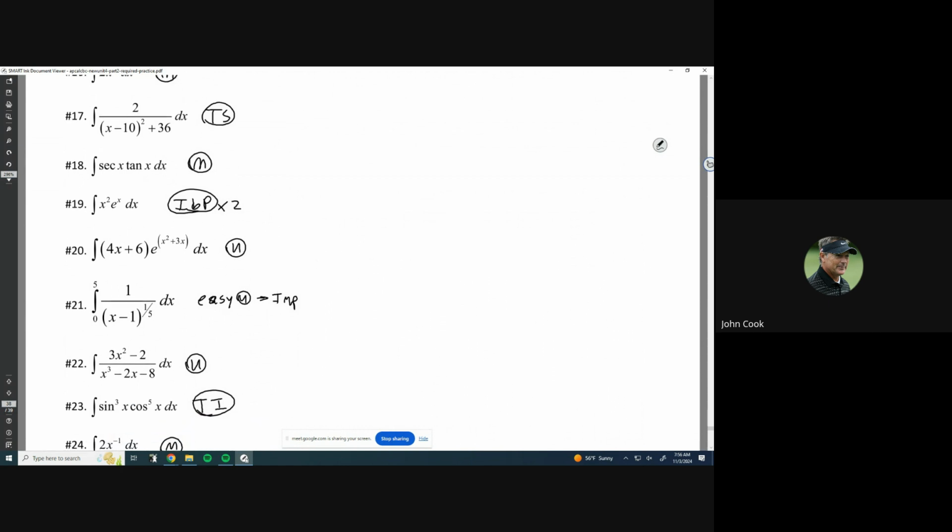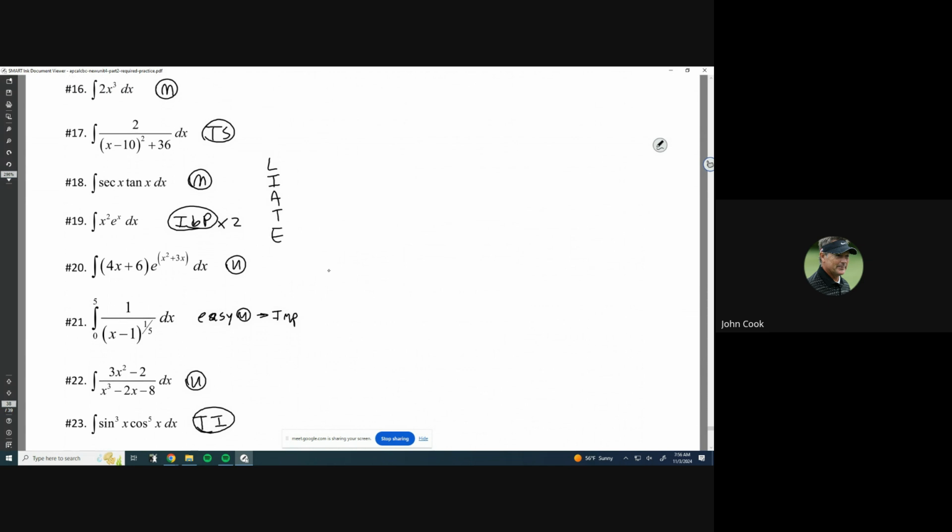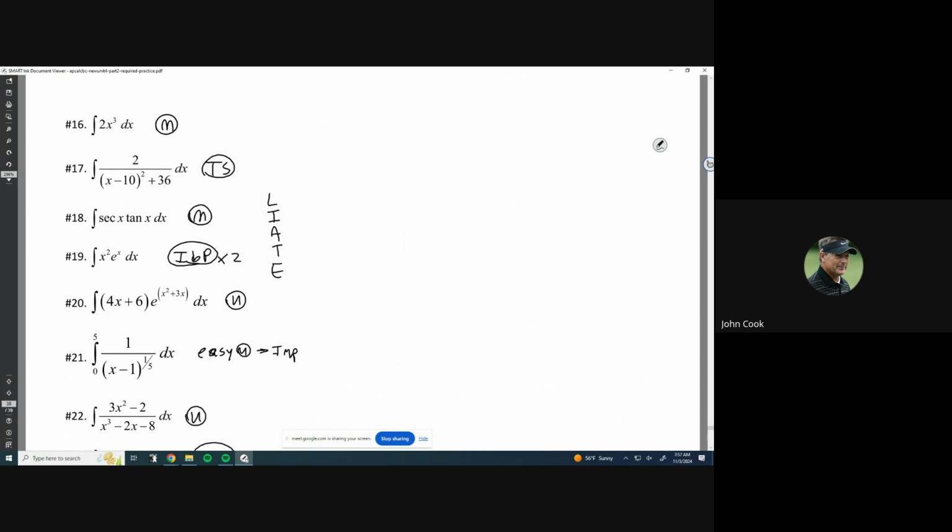Okay, so number 19. Excuse me. I have to do the LIATE thing. There we go. And then my little integration by parts pattern. So I've got, let's see here, the integral of u dv is equal to u times v minus the integral of v du.